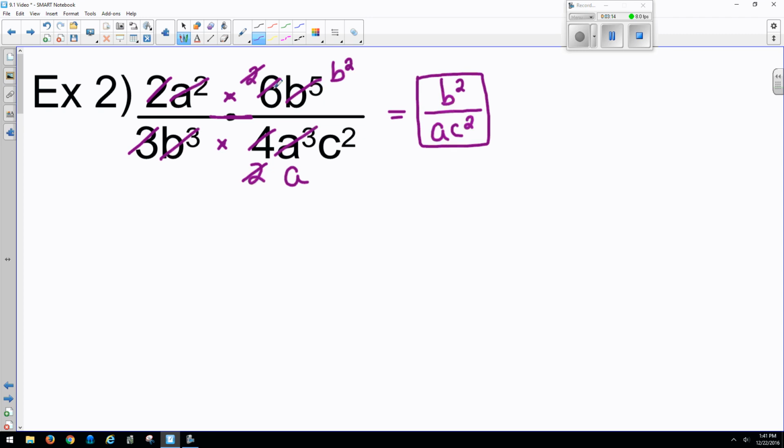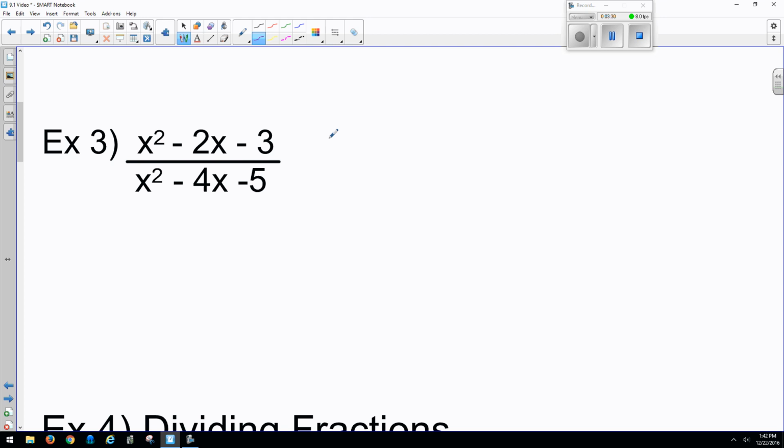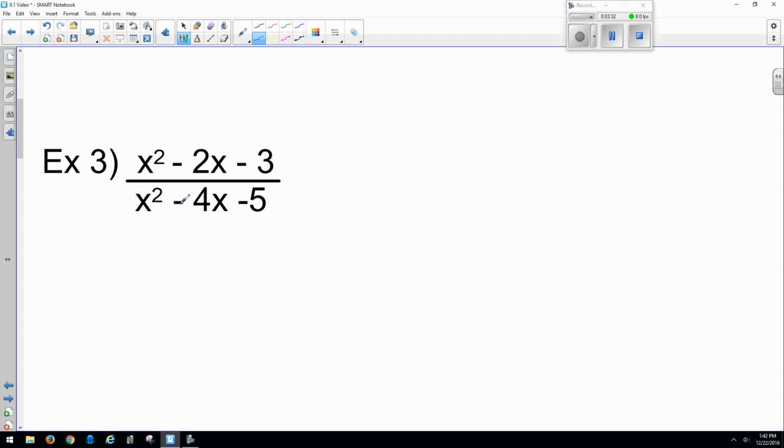Another thing that you could do is multiply everything out first in the numerator, multiply everything out in the denominator, and then divide out your common terms from there. It's just whatever you prefer. I prefer this way because it saves a few steps. So let me show you this for example.